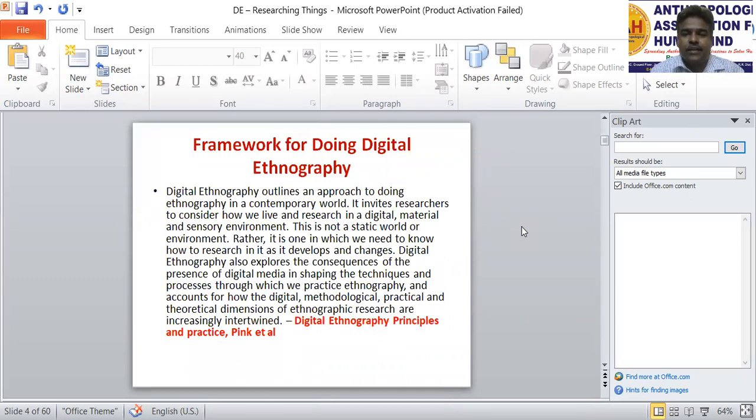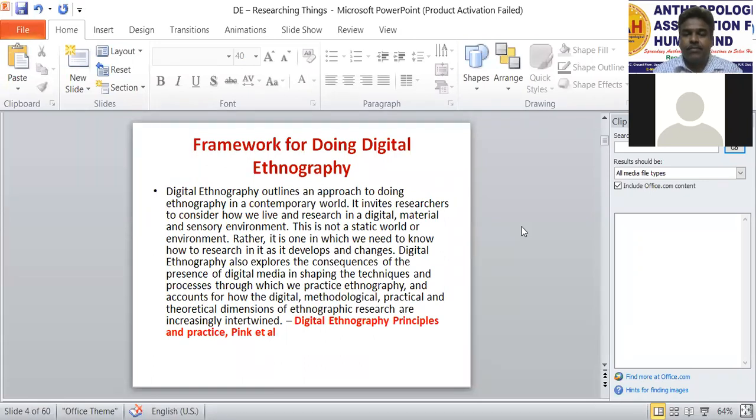The framework for digital ethnography outlines an approach to doing ethnography in a contemporary world. It invites researchers to consider how we live and research in a digital, material, and sensory environment. This is not a static environment; rather, we need to know how to research in it as it develops and changes. Digital ethnography also explores the consequences of the presence of digital media in shaping the technologies and processes through which we practice ethnography, and accounts for how the digital and the methodological, practical, and theoretical dimensions of ethnographic research are increasingly intertwined.